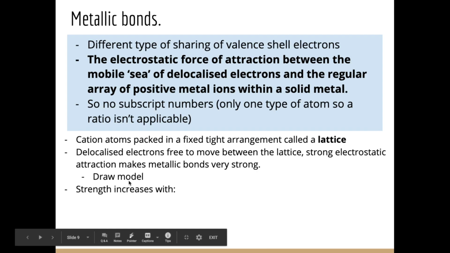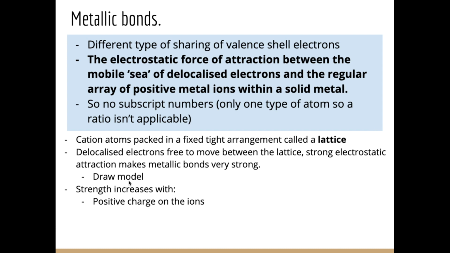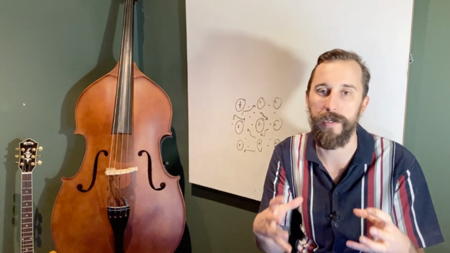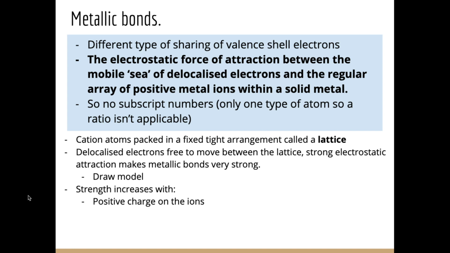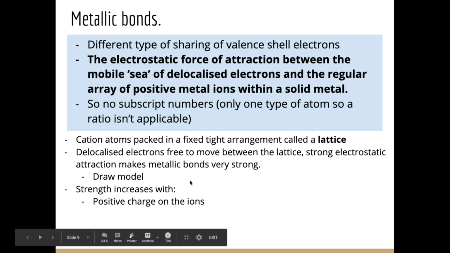The strength of a metallic bond increases with the positive charge on the ions. So the more positive the charge is, if you've got a +1, a +2, or a +3, the more tightly held those cations are going to be with the sea of delocalized electrons. So the strength increases with the positive charge on the ions.